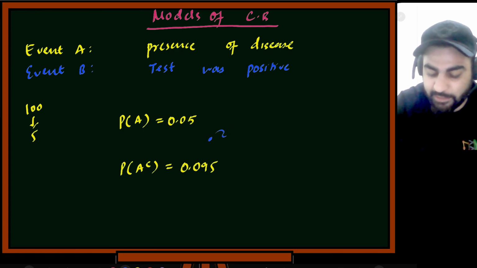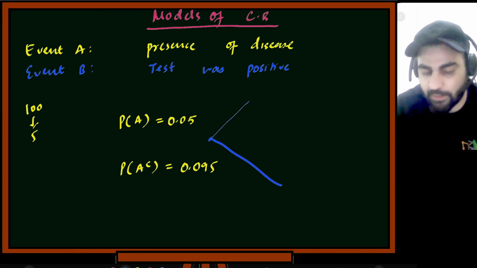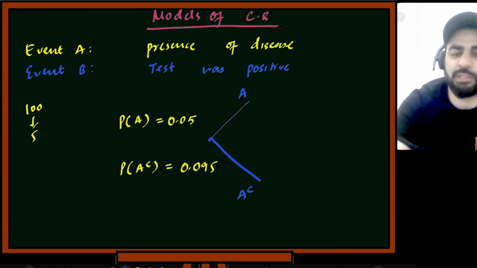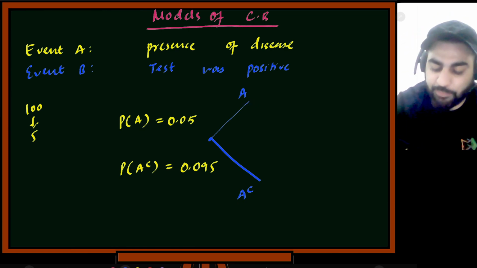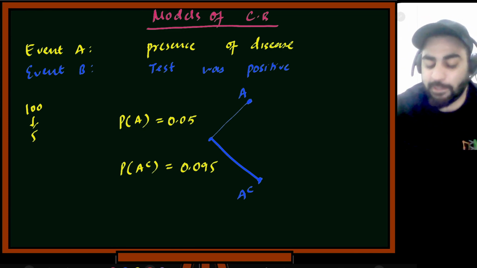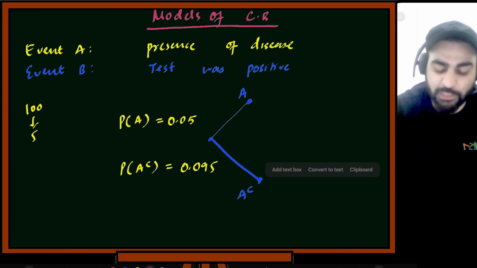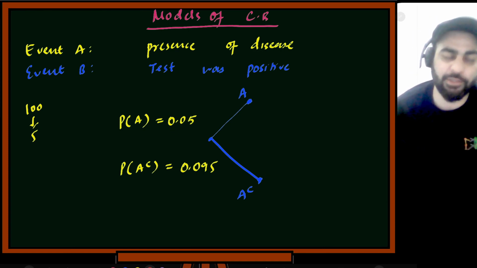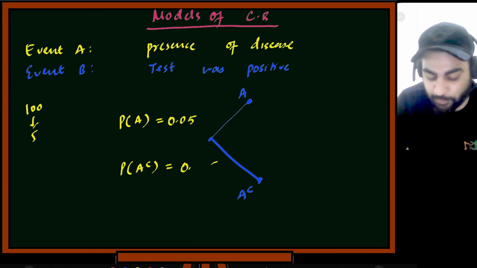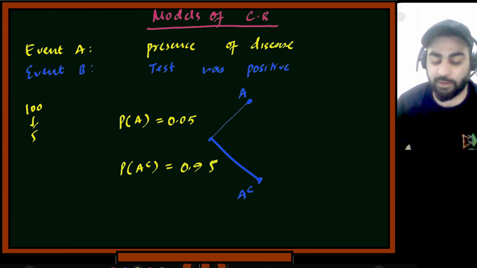We start from here. This is A, the person is diseased, and this is A complement, the person does not have the disease. Now we have the possibilities: the person has the disease and was tested, and this person was also tested. Please focus here so that you can understand this problem well. In the first layer, the probability of having the disease is 0.05 and the probability of not having the disease is 0.95, which is 1 minus 0.05.